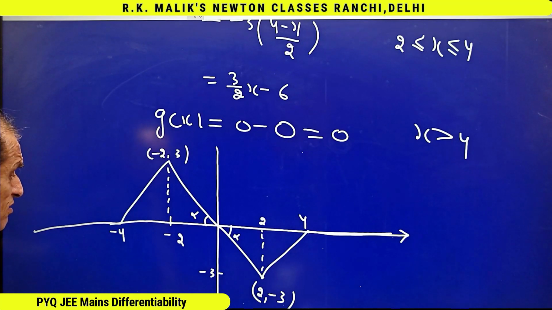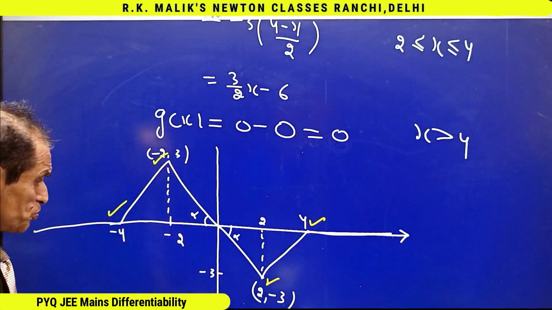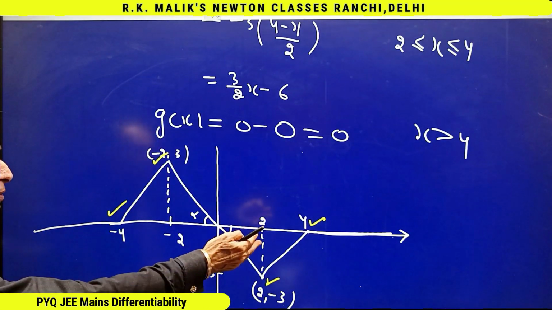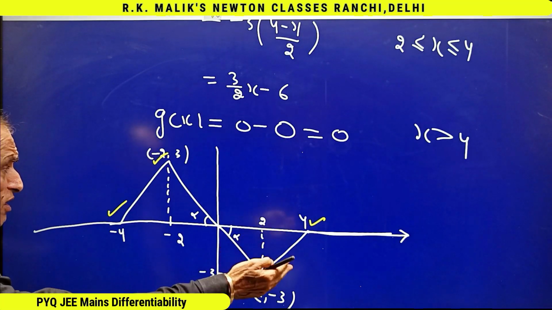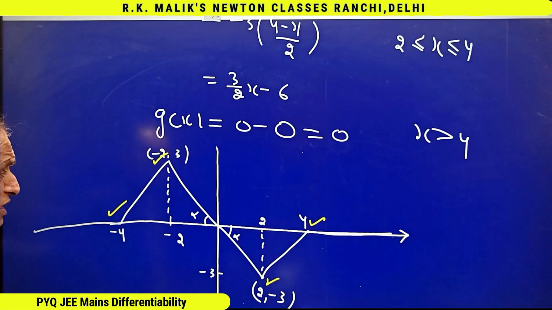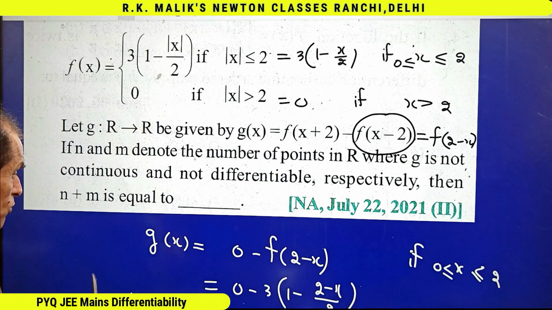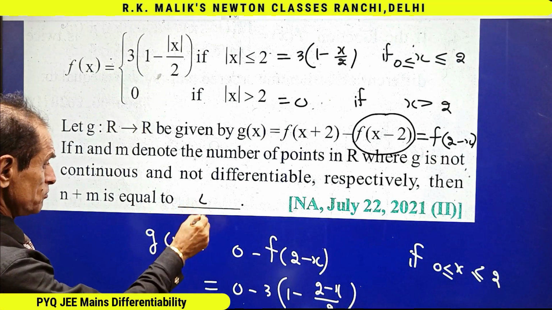Therefore, I can easily say that there is no point of discontinuity, but non-differentiability is at this point and this point and this point and this point. Obviously, if there are two points of non-differentiability on the right hand side, there will surely be two points of non-differentiability on the left hand side also. Hence, the total number of points of non-differentiability will be 4, and there is no point of discontinuity. Hence, the value of n is 0 and the value of m is 4. Hence, the value of n plus m is 4.